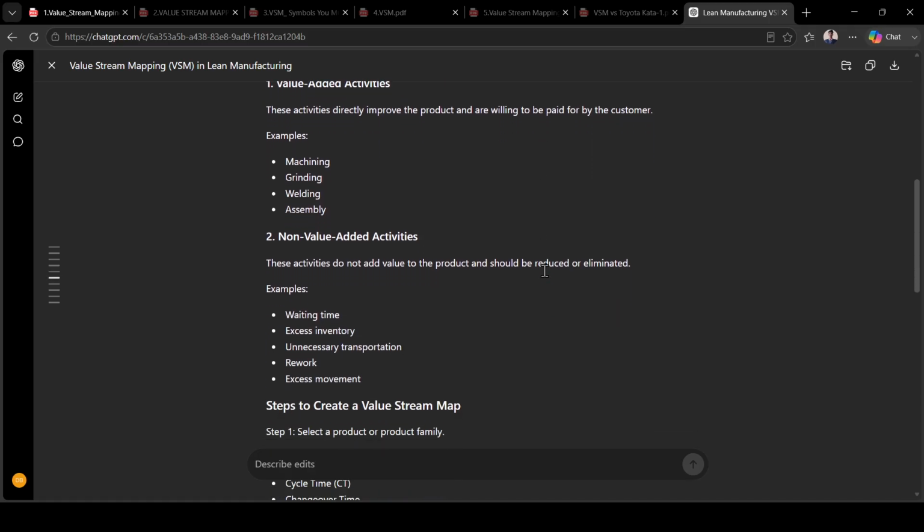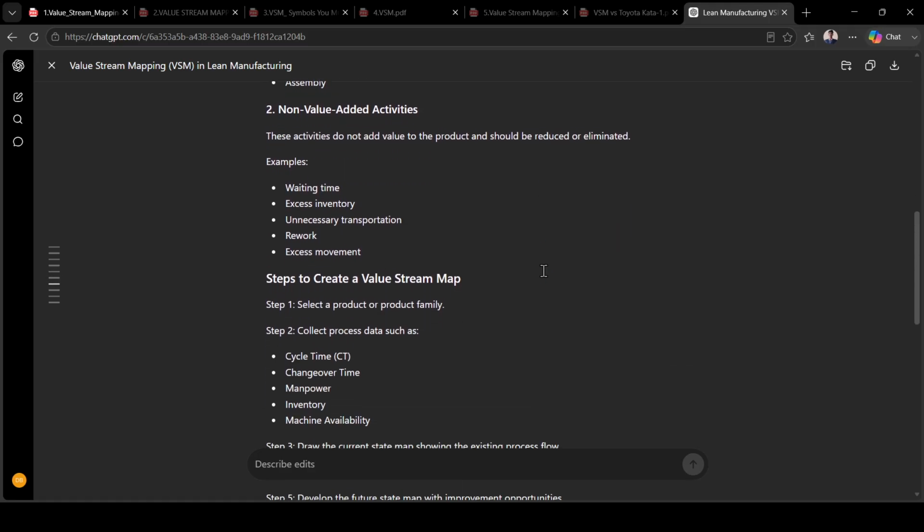Then what are the non-value added activities? These activities do not add value to the product, should be reduced and eliminated, and customers should not pay for that type of activities. Examples: waiting time, excess inventory, unnecessary transportation, rework, excess movement.